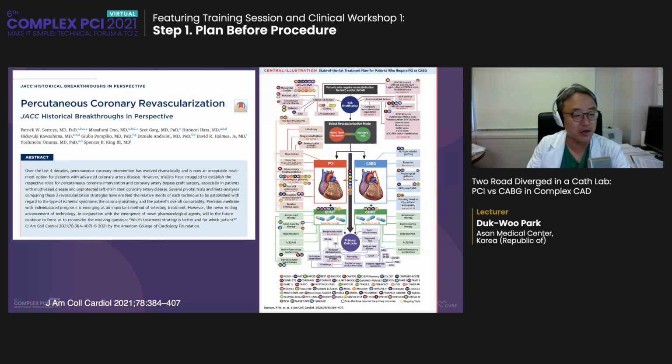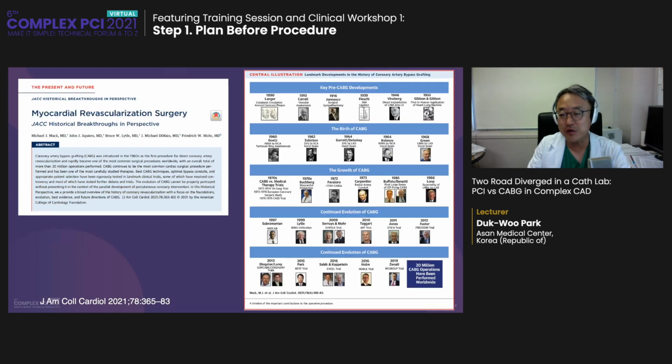A couple of weeks ago, a very nice paper was done by Patrick Serruys, which summarized all the available studies of PCI revascularization over the last 40 years. Also, as a counterpart, a very nice review article was done by Michael Mack and Fred Moore, a cardiac surgeon, summarizing myocardial revascularization surgery over 50 years. This photo shows S.J. Park, who did the BEST trial and the PRECOMBAT trial.